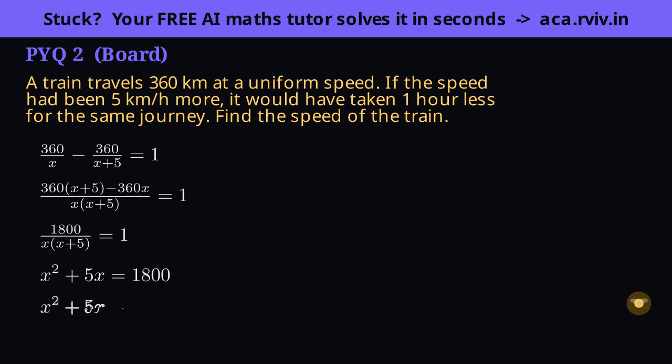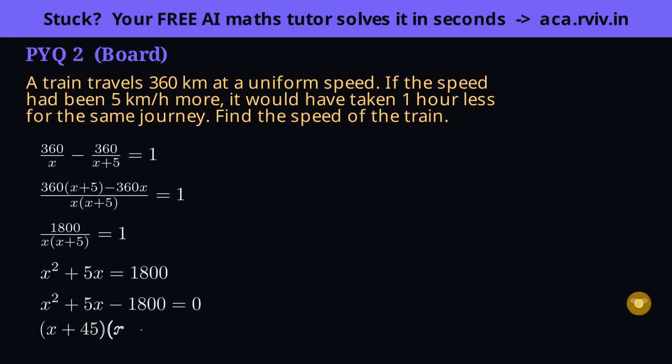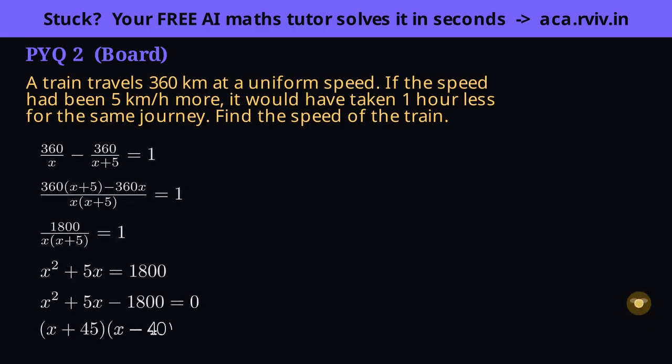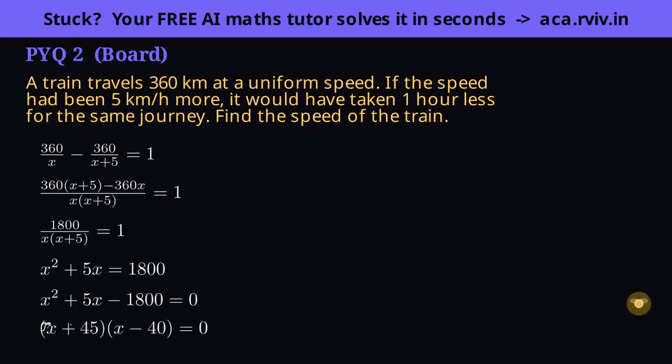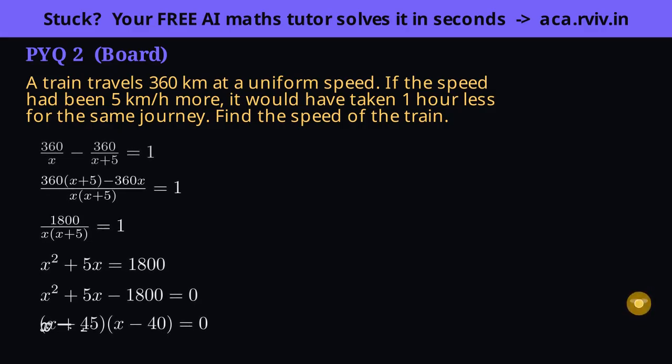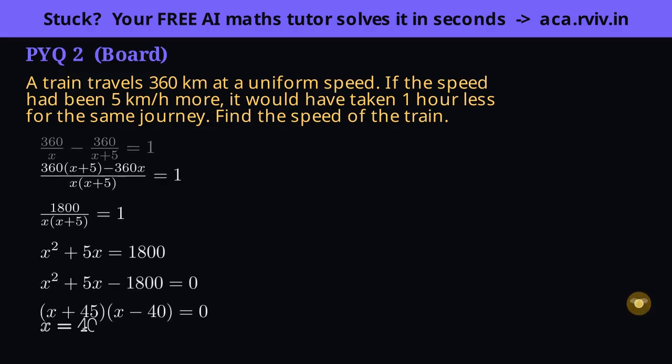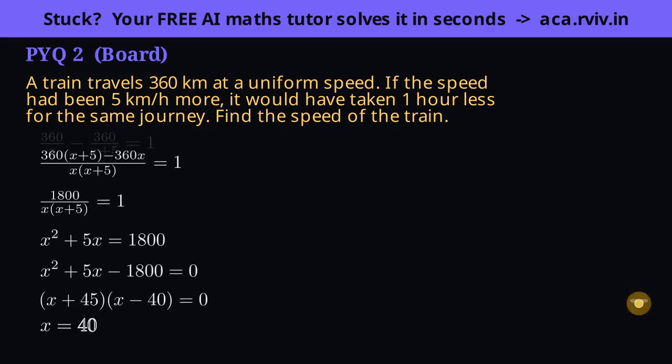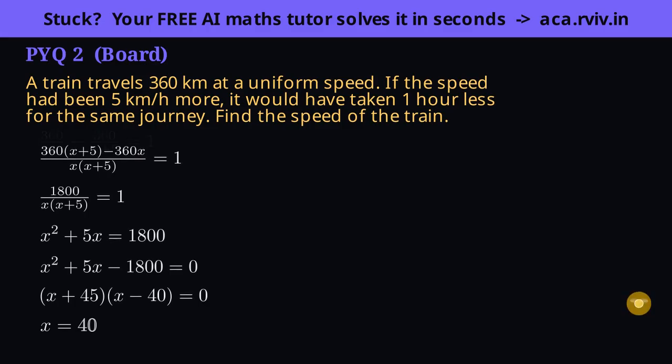Move 1800 across for standard form. Split the middle term, product minus 1800, sum plus 5. 45 and 40 differ by 5, so take plus 45 and minus 40, giving the two brackets. Zero product rule gives x equals minus 45 or 40. A speed can't be negative, so reject minus 45 and keep x equals 40.